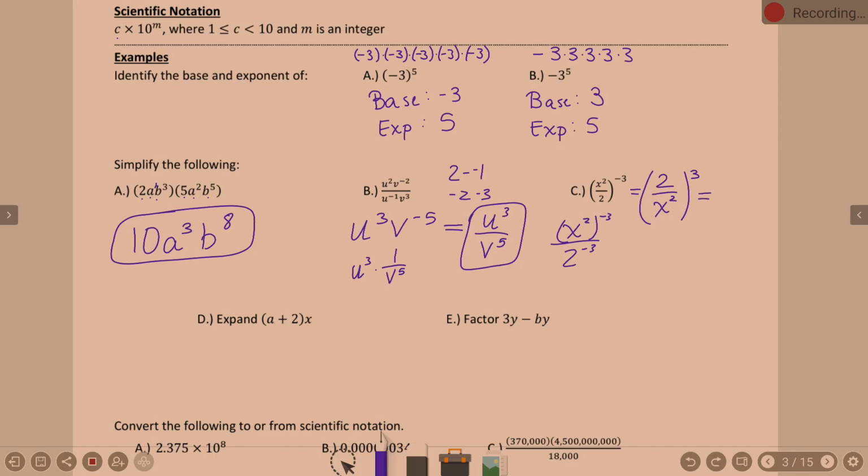Regardless, that power of 3 has to go with both. So on top, 2 to the third. On bottom, x to the power raised to a power. Just base of x, you multiply. 2 to the third over x to the sixth.